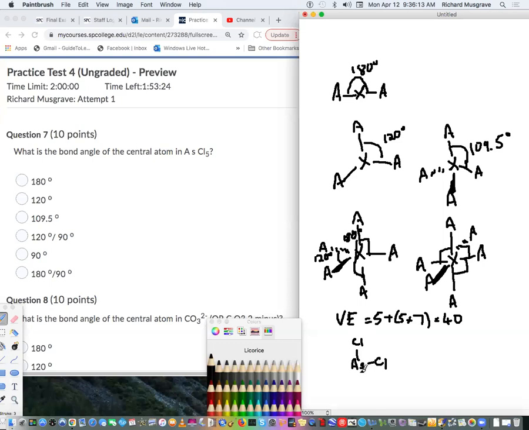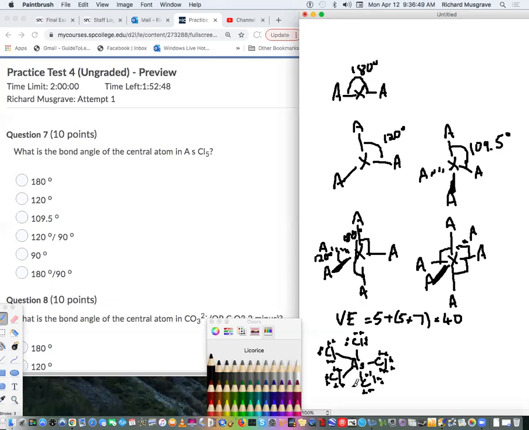Now, I'm not interested too much in the shape right now because I'm just doing the Lewis dot structure. Now, I fix up all the chlorines first by putting another 6 around them in addition to the bond I've already got. And you can see I've already used up 40 valence electrons. So that would be the completed Lewis dot structure.